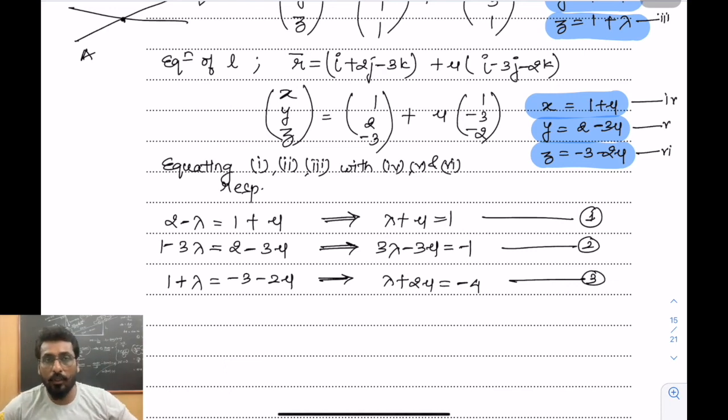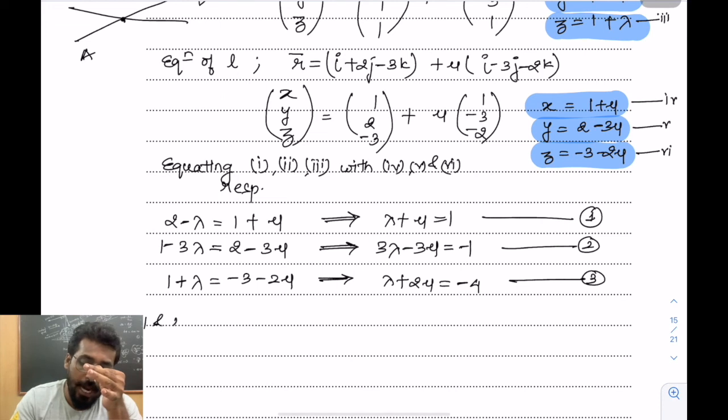Now, have you understood what has happened? You had two lines, you took a point of intersection, you said that the lines are intersecting. So you said that this point is lying on the first line and it is lying on the second line, so you get the coordinates x, y, z. The coordinates must be the same, you equate them, and you get equations of lambda and mu. There are three equations of lambda and mu now. These three equations, I will not solve them simultaneously. Out of the three equations, I pick any two equations. It can be 1, 2, it can be 2, 3, it can be 1, 3. So 1 and 2, or 2 and 3, or 3 and 1.